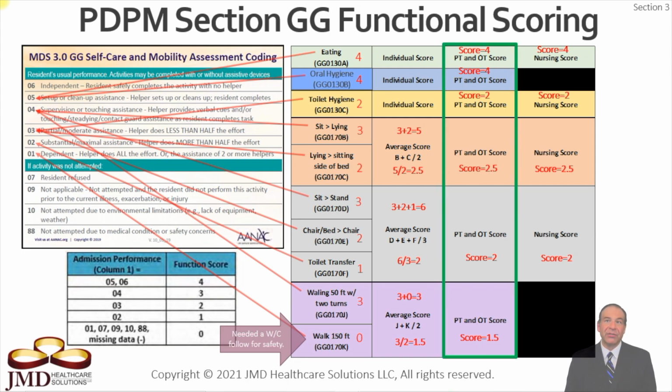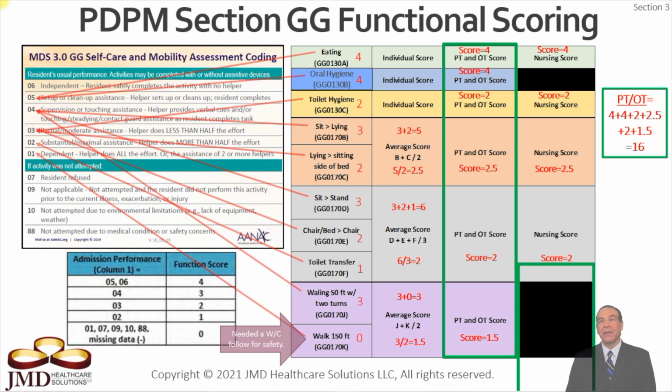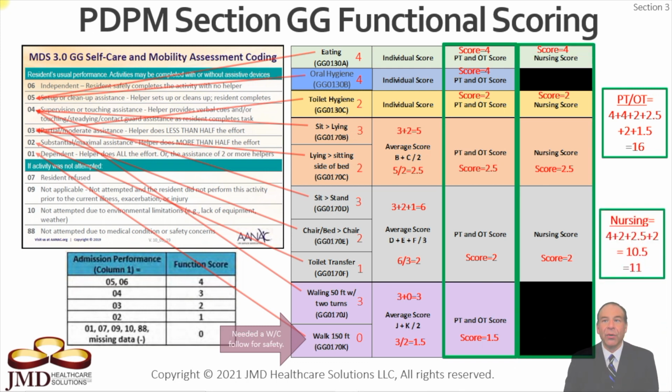So if we look at the PT and OT one first, we have a 4, a 4, a 2, a 2.5, a 2, and a 1.5. It's going to give you the score of 16, and that is very common. It falls in that average range of 10 to 23 for functional score. Now, nursing, we got the 4, the 2, 2.5, and the 2, which is 10.5. That's a half, so now we can do our rounding. We round up or down based upon that 5, just like everyone does. If it's over the 5, you go up; if it's under the 5, you go down. So 11 would be the final score for nursing, and that's how those things work.